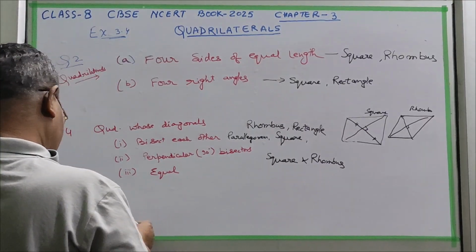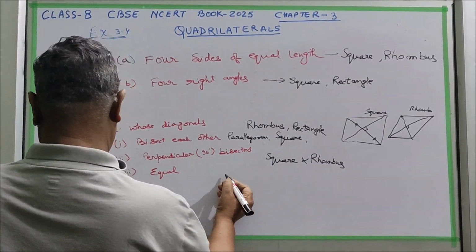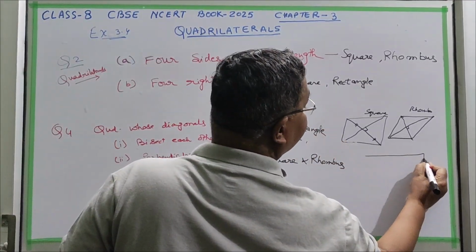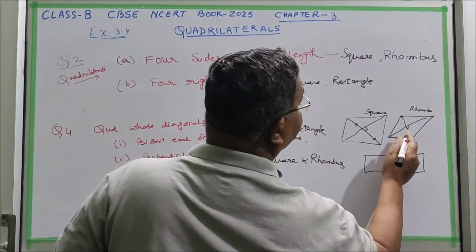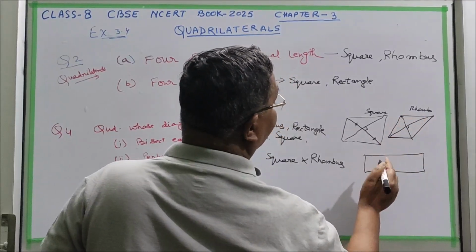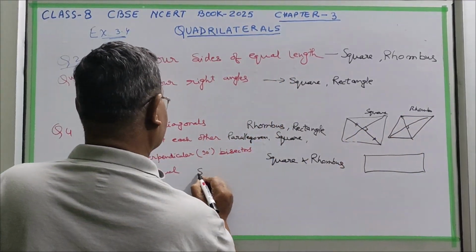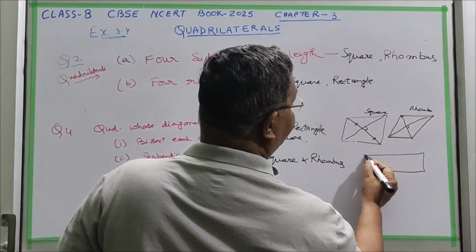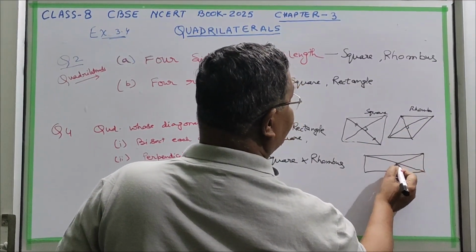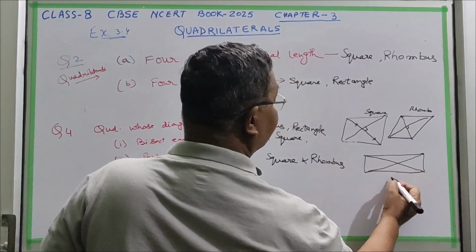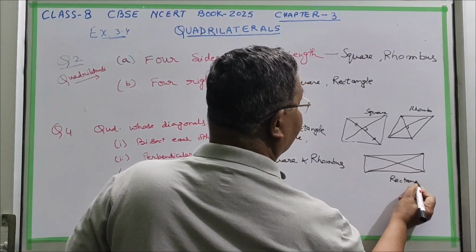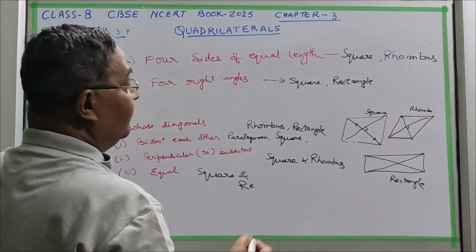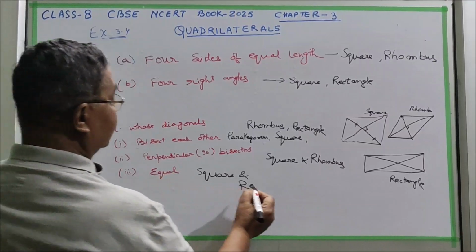Now equal. Diagonals are equal. Diagonals will be equal in... here it will not be equal, one will be less, one will be more. Here of course in square it is equal, but here it is not possible. And here also this line in the rectangle and this line is equal. So square and rectangle have equal diagonals.